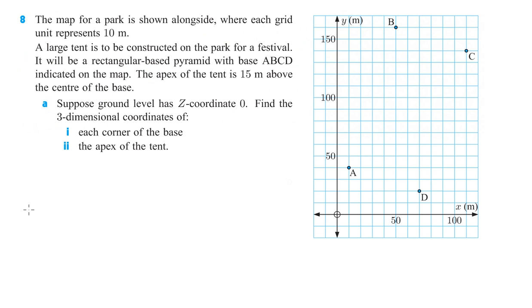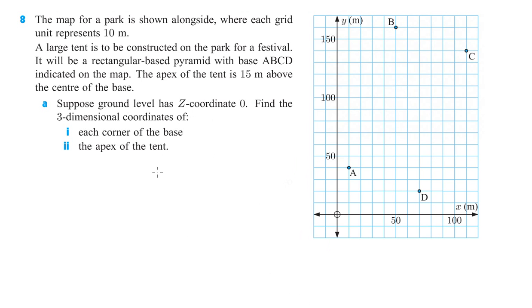Let's see, one last one to take a look at here is number 8. Map for a park is shown alongside, where each grid represents 10 meters. Large tent to be constructed on the park for a festival. That's going to be a rectangular base pyramid with base ABCD on the map. That's a huge tent. Anyway, apex of the tent is 15 meters above the center of the base. Suppose ground level has z coordinate 0. Find the 3-dimensional coordinates of each corner of the base.